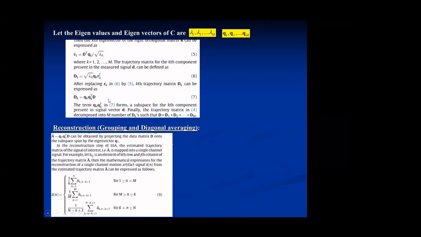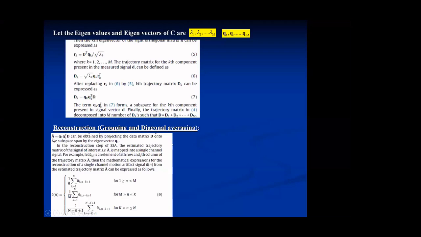expressed it as the eigenvectors into D. So this is the kth element. This is the desired matrix. So this Qk into Qk transpose will form a subspace. Basically, the subspace of the desired signal will be different from the subspace of the artifact signal. Based on that, we can remove the artifact. We can estimate the artifact using this formula, Qi transpose D.